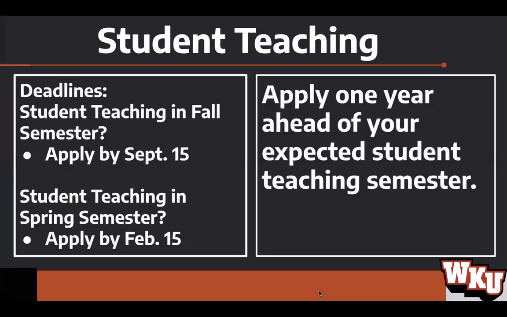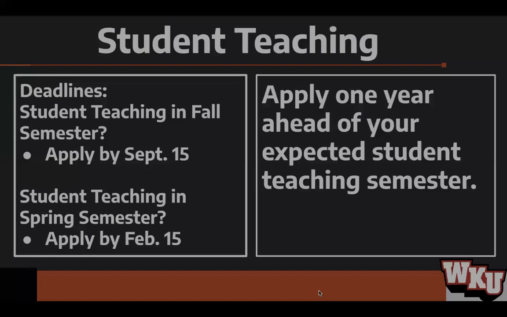Student teaching, we always ask you to apply to student teach 1 year before your expected date of student teaching. So if you're planning on student teaching in a fall semester, you'll apply by September 15th of the year before. If you're hoping to student teach in a spring semester, you will apply by February 15th. So you'll want to make sure to look at the resource page and look at the student teaching website that we linked there.